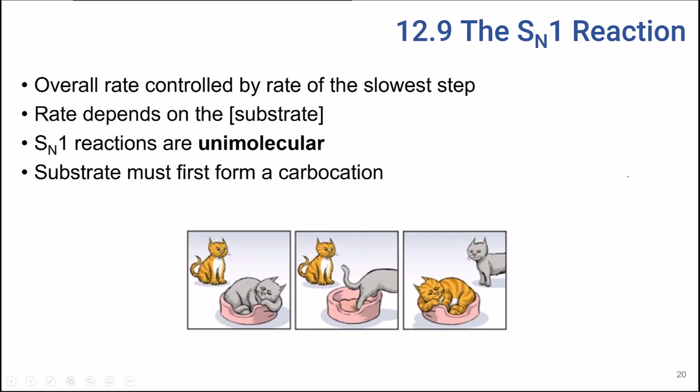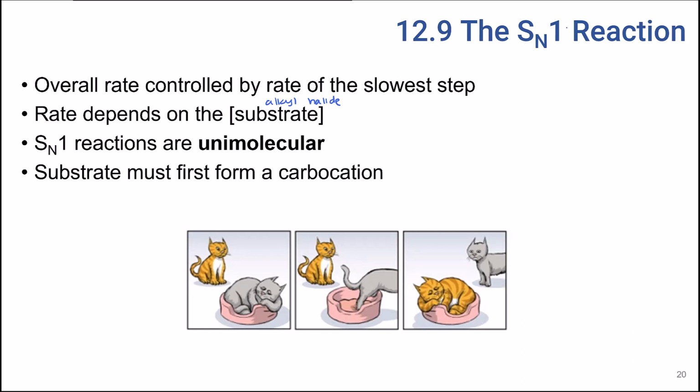In an SN1 reaction, the overall rate is controlled by the rate of the slowest step. So it can't be any faster than the slowest part of the reaction. So the rate here is dependent only on the concentration of the substrate or alkyl halide. And so these reactions, because they only depend on the substrate, are going to be unimolecular. So substitution is the S, the N part is nucleophilic, and the 1 is unimolecular.